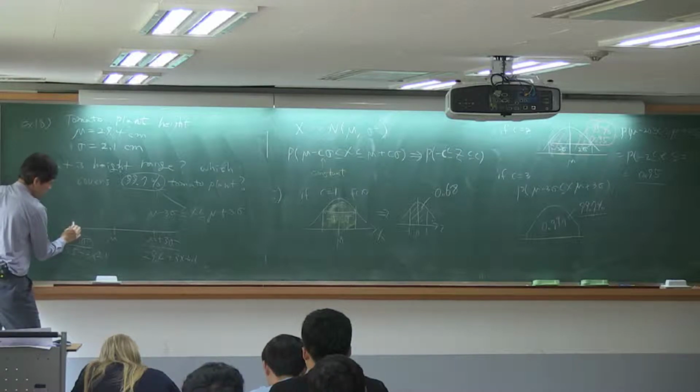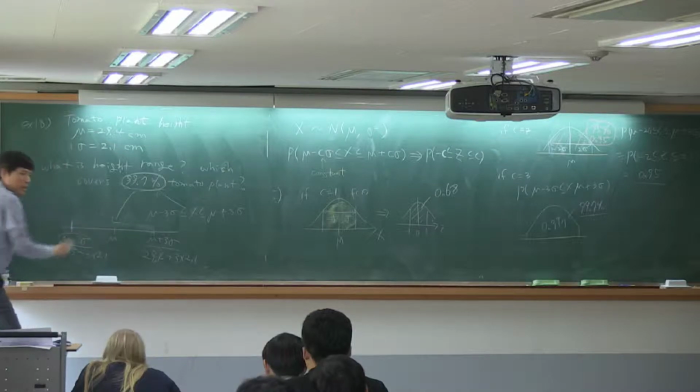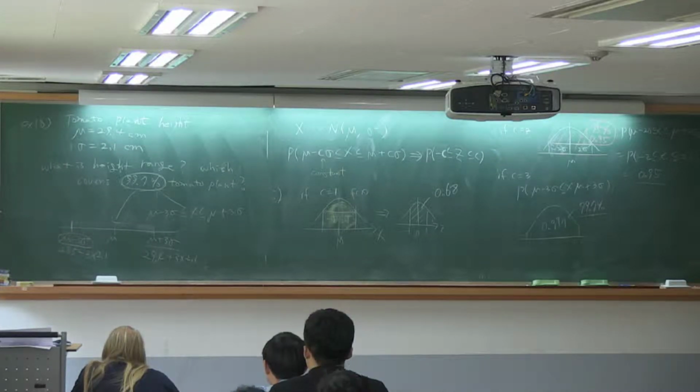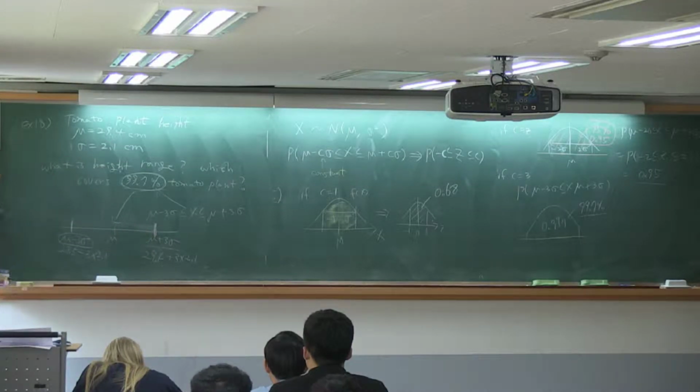Within this range, 99.7% of tomato plants, the height of a tomato plant will be between this area, this range. That is what this means.